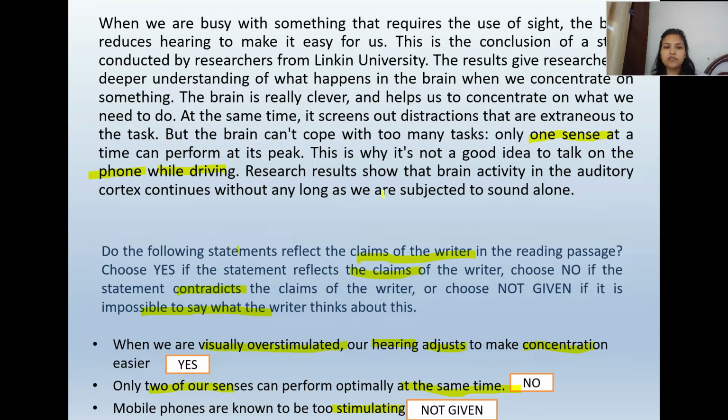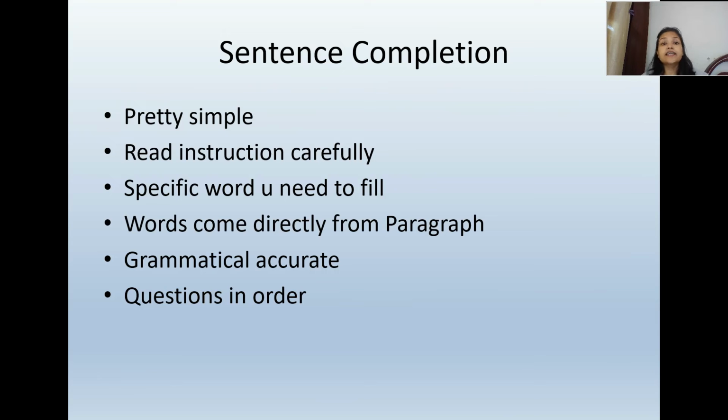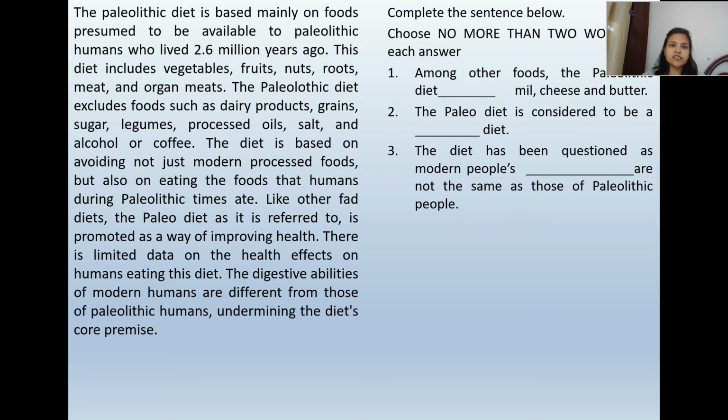Let's discuss another one. Next is sentence completion. This is pretty simple and you have to read the instruction carefully. As I mentioned already, a specific word you need to fill means you need not change any word or words. Words come directly from the paragraph, so don't change them. Grammatically, it should be accurate. Questions are in order. Let's discuss.